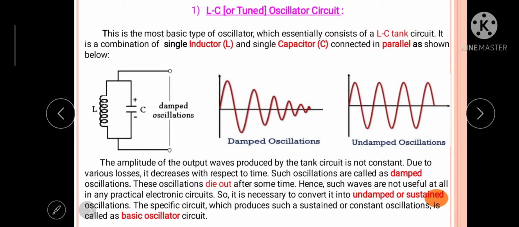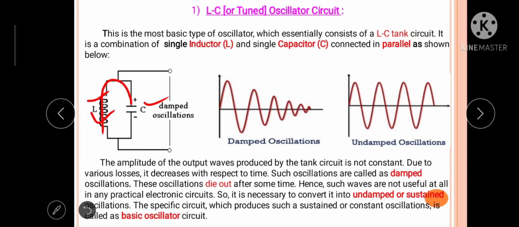It is the combination of a single inductor L and a single capacitor C which are connected in parallel as shown in this particular figure. Now as shown in this figure, initially suppose this capacitor C is charged with the shown polarity. Basically, a capacitor stores energy in the form of electrostatic energy. Now in this circuit, the inductor L is in parallel with capacitor C. So the stored energy in the capacitor will get discharged through this inductor in this way.